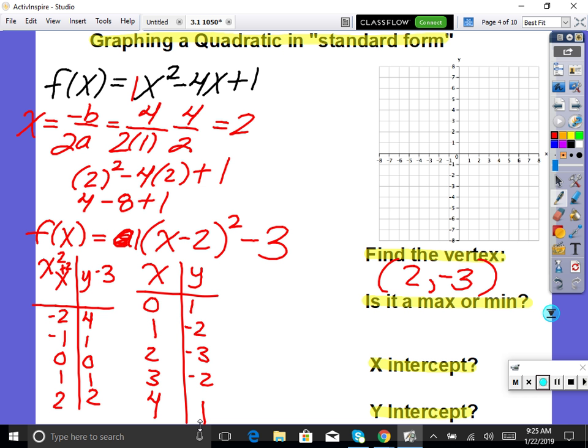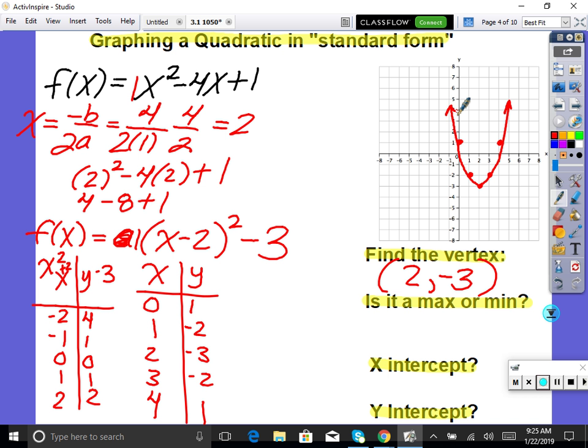So now graphing that. Over 0 up 1 unit, check. Over 1 down 2 units, check. Over 2 down 3 units, which is my vertex. Then over 3 down 2 units, over 4 up 1 unit. And there's my shifted quadratic. Questions on how to do that? Pretty straightforward, huh? Put it in vertex form and then answer the rest of the questions.